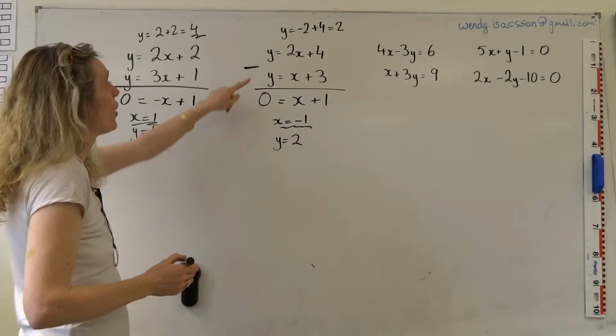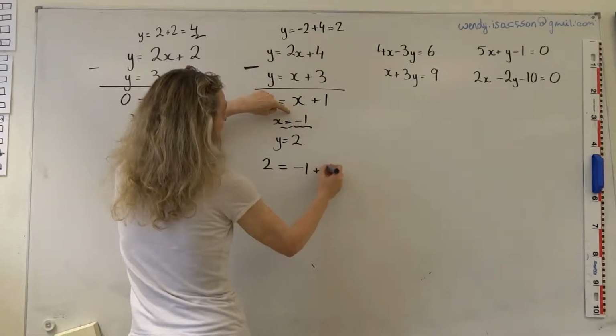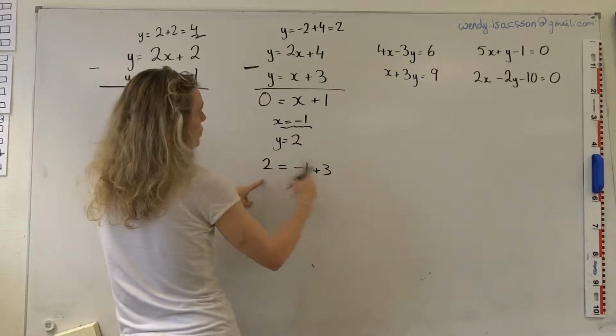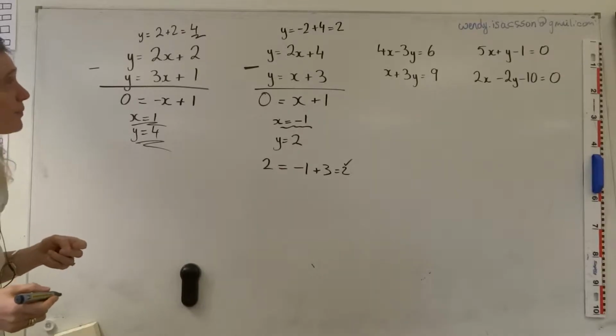Am I ready? No. I do my check. 2 equals minus 1 plus 3. 3 minus 1 is 2. 2 does equal 2. Yes. My check shows me that I've done everything right.